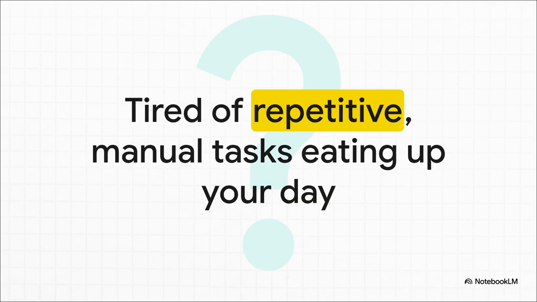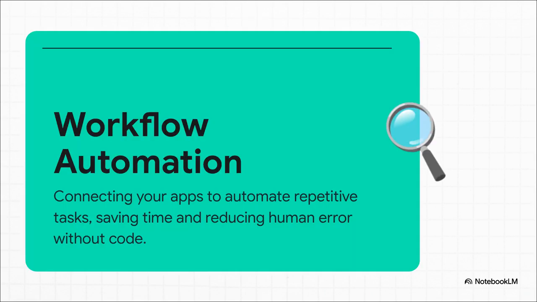I mean, we've all been there, right? You're copying data from a form into a spreadsheet, sending the same follow-up email again and again, or manually updating your project management board. These things aren't just tedious, they are an absolute drain on your creativity and your most important resource, your time. So at its core, what is workflow automation really?